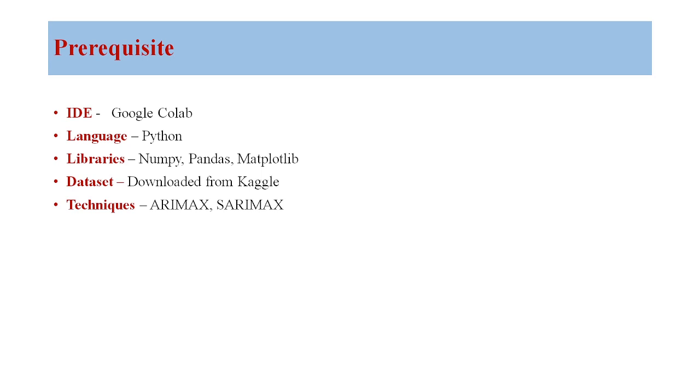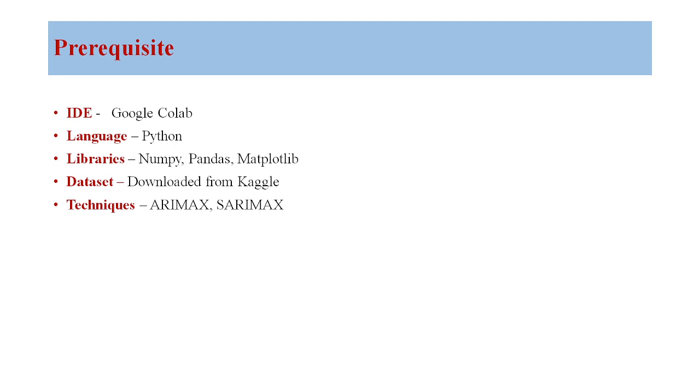So, we have used Google Colab for our project. Google Colab is a free Jupyter notebook environment that runs entirely in the cloud. It does not require any setup. We have done our project in Python language. The basic libraries used in our project are NumPy, Pandas, Matplotlib.